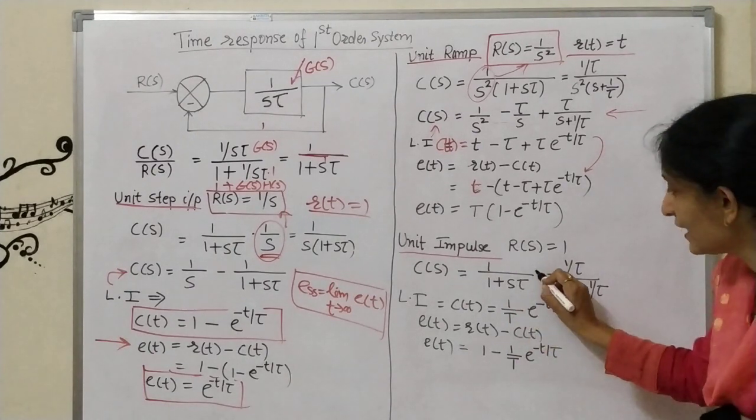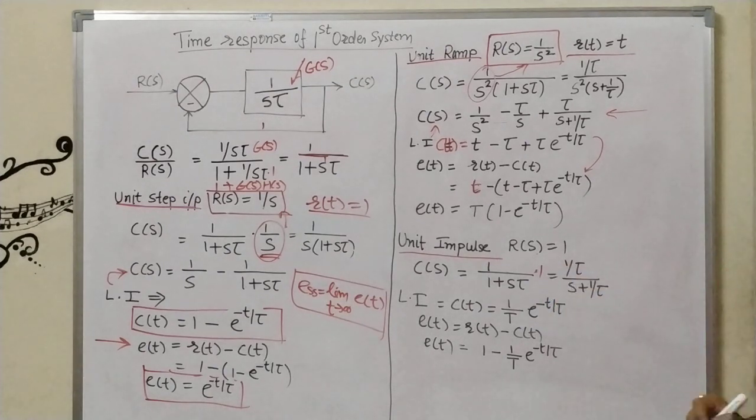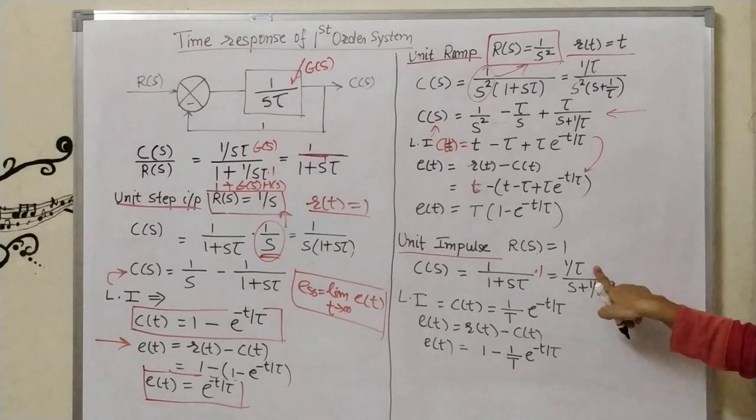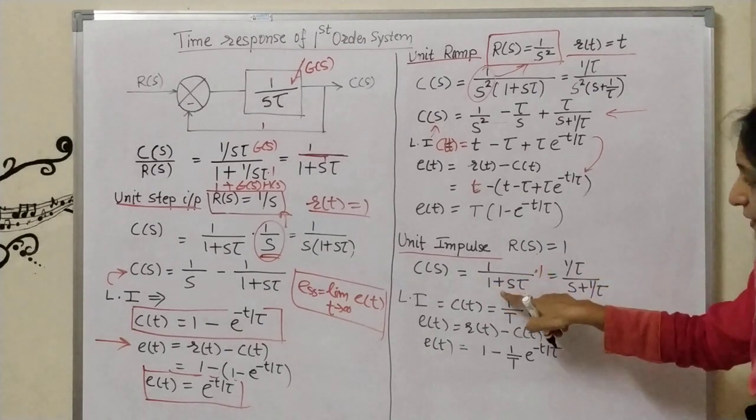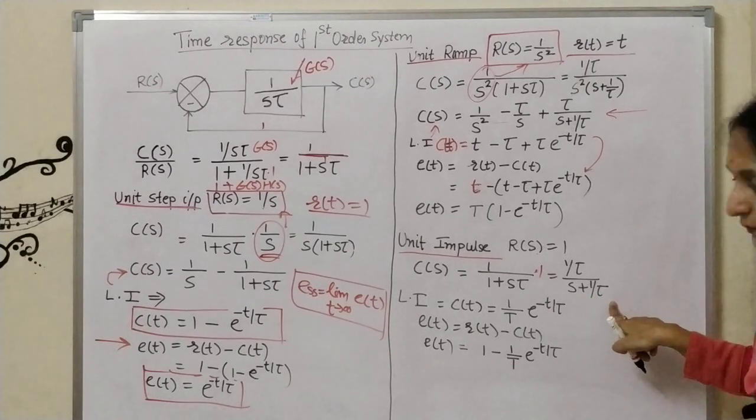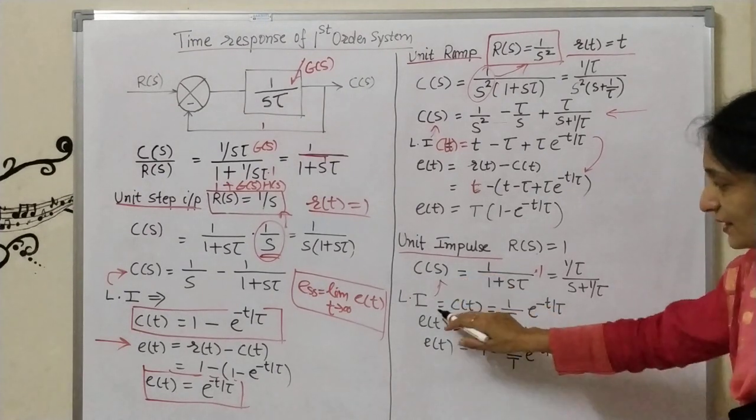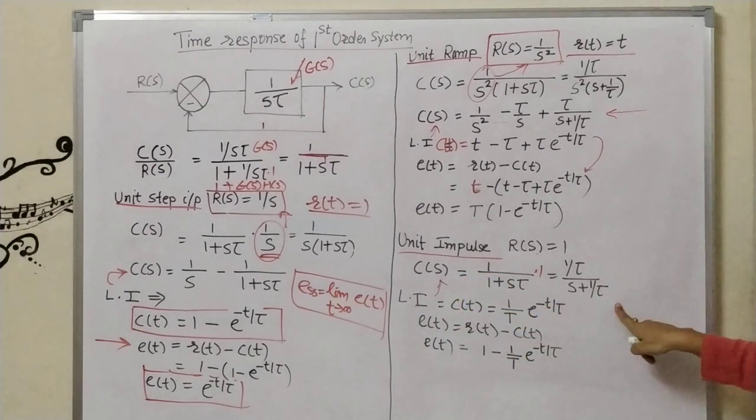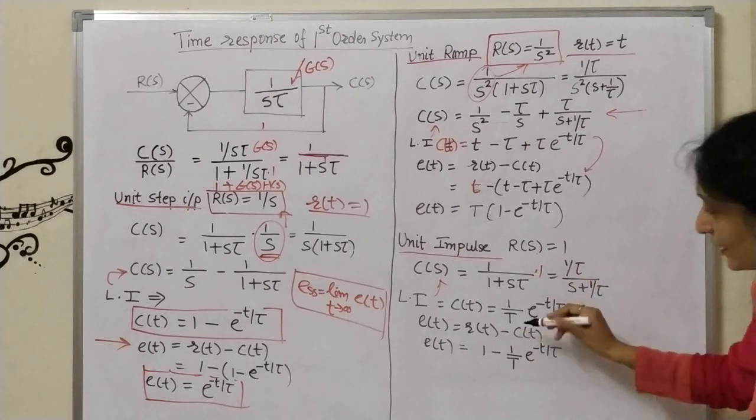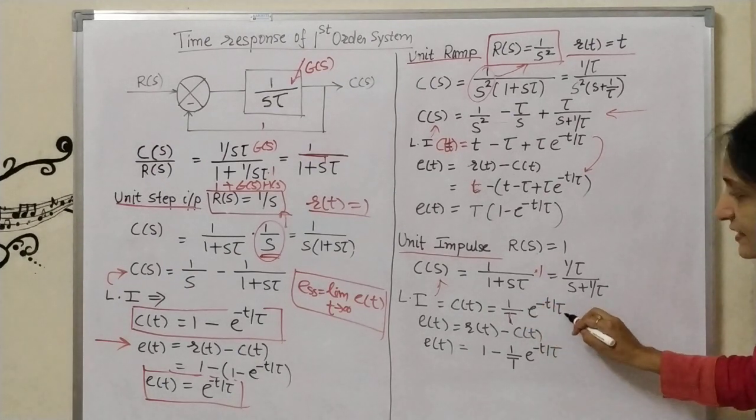I will multiply this with R of s. What is my R of s? R of s will be 1. So after substituting R of s as 1, I have rearranged 1 plus s tau as 1 upon tau s plus 1 by tau. Okay. So next I need to take the Laplace inverse of this C of s. So I have taken Laplace inverse. Look at this. Again this is in the form of 1 upon s plus a. So 1 by tau is actually the constant. So 1 by tau e to the power minus t by tau.